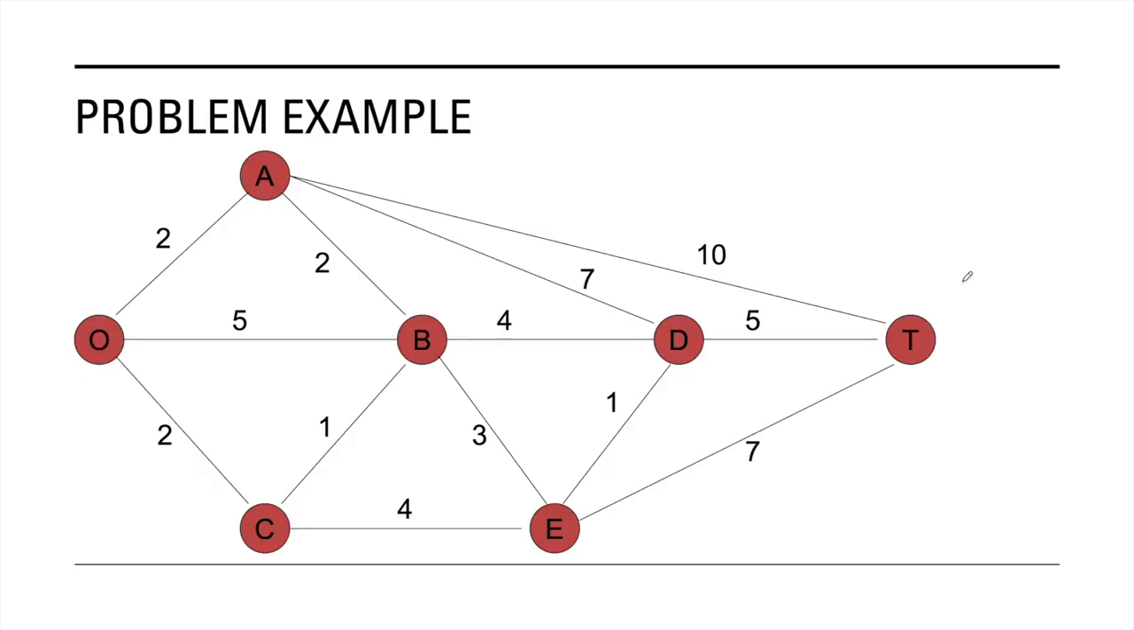However, we will be changing some of the numbers. So what I have here are again 7 cities: city O, A, B, C, D, E, and T. In this case, we still have all the edges represented by these lines, and the numbers are again distances.